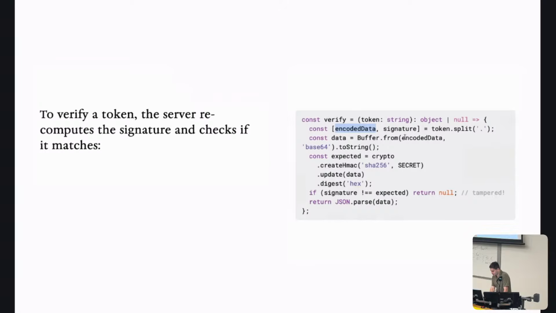We take the encoded data. It's a base64 format. We turn it to a real JavaScript data type string. And then we use that crypto library to use the secret, update the data back, and we get the expected signature from this. So essentially what you're doing is you're doing the process again, and then you check that the expected signature should be the same as the signature that came on the second component of the token. And if they're not the same, then something happened to the token.